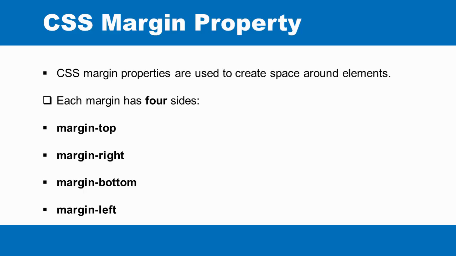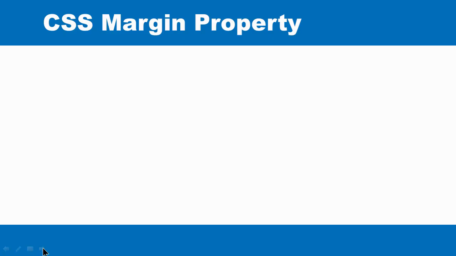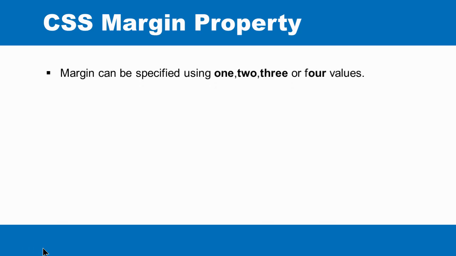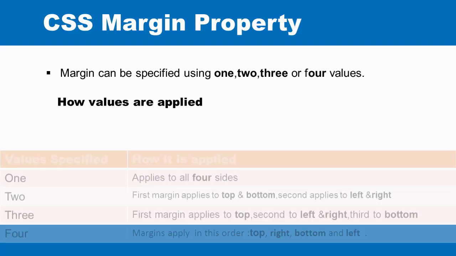The 4 sides of the margin properties are margin top, margin right, margin bottom, and then the margin left. When you use margins, you can specify the values for the margins. Margins can be specified using 1, 2, 3, or 4 values. The values can be applied to the margins based on the number of values specified. So let's take a look at how the values are applied based on the specified values. So this is a table.